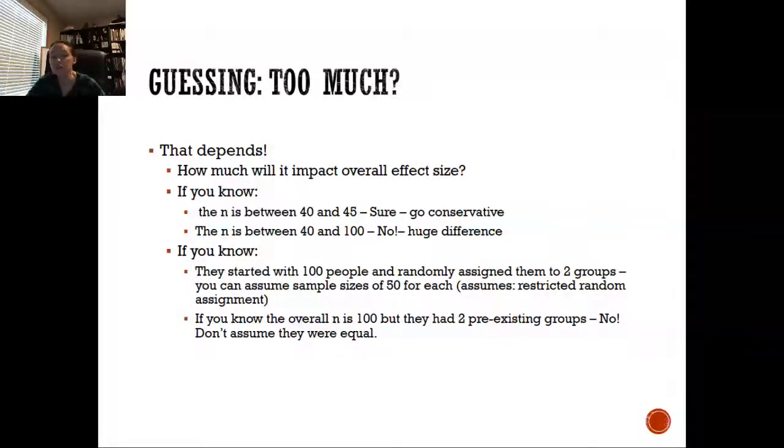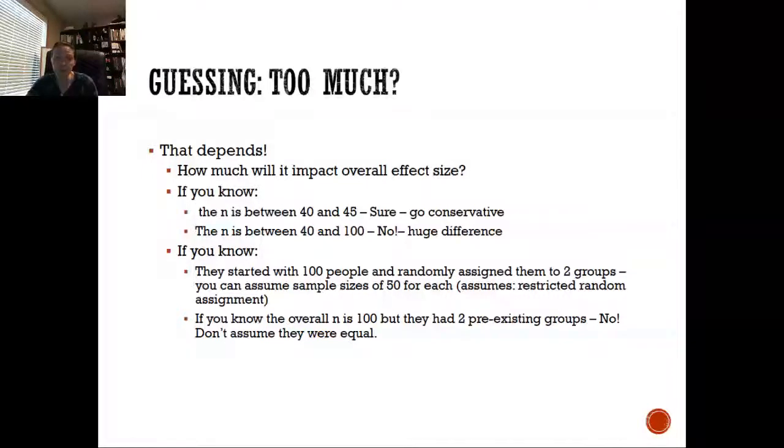But if instead what they're reporting is an N somewhere between 40 and 100, I'm not going to guess on that because that would make a huge difference in the effect size. If you're not sure, you can pop into the online calculator and see what the two differences do to the calculation of your effect size. Look at it. Is it a dramatic difference? If it did change dramatically, then you probably don't want to guess. But if you're between 140 and 146, between 40 and 45, I'm going to feel fine guessing that.